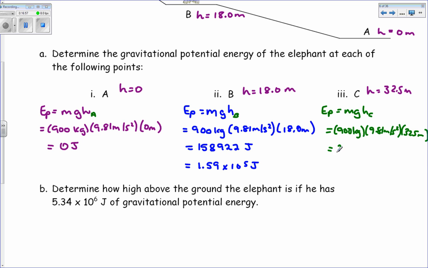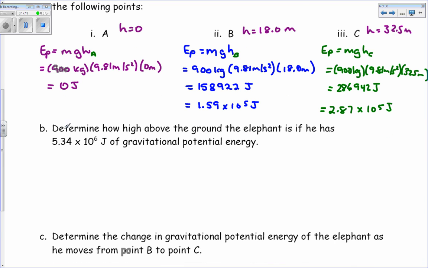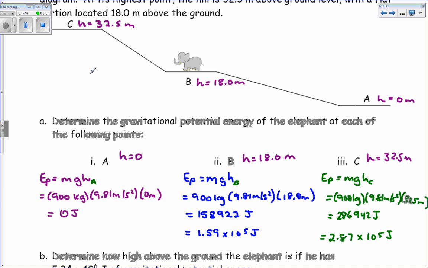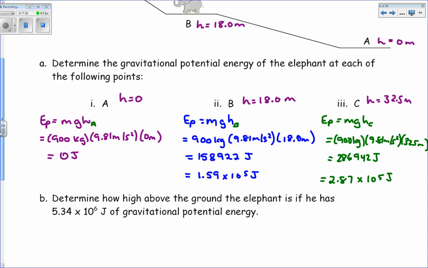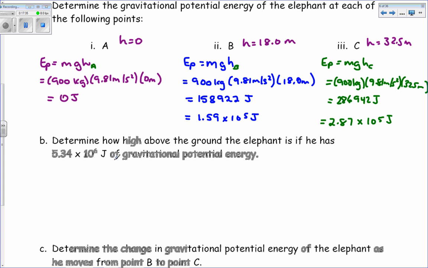So we get 286,942 joules, or 2.87 times 10 to the 5 joules. Okay, so that's pretty simple. You just pick a height. We could have also called this a reference height. If we called B a reference height, then at point C, we just change what height we're using. We find the difference between these two numbers, and that would change how much potential energy it has here, which isn't really changing the situation. You're just changing what you're calling your reference height. So sometimes it can make calculations easier when we're doing conservation of energy.